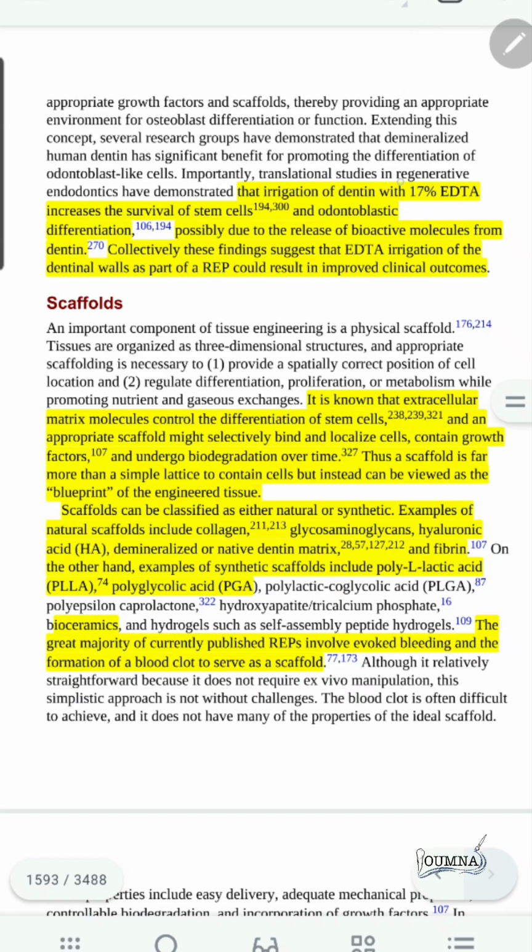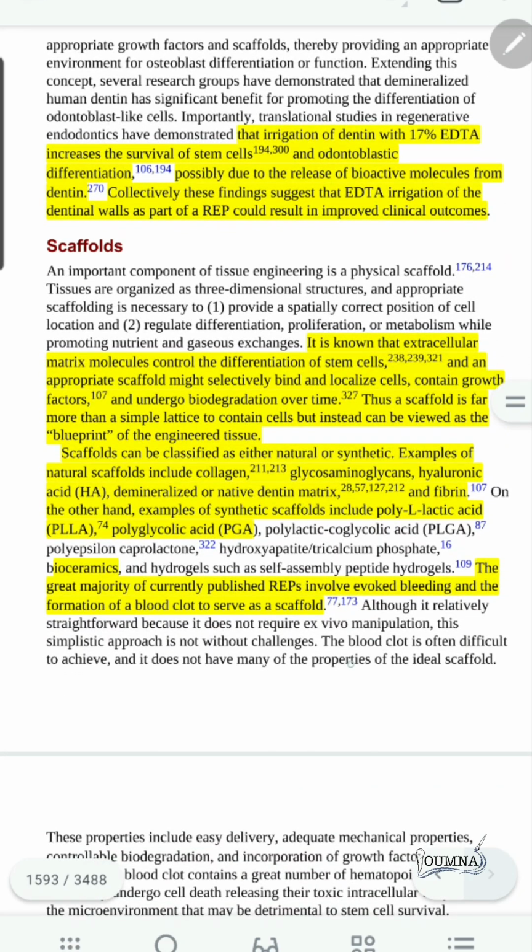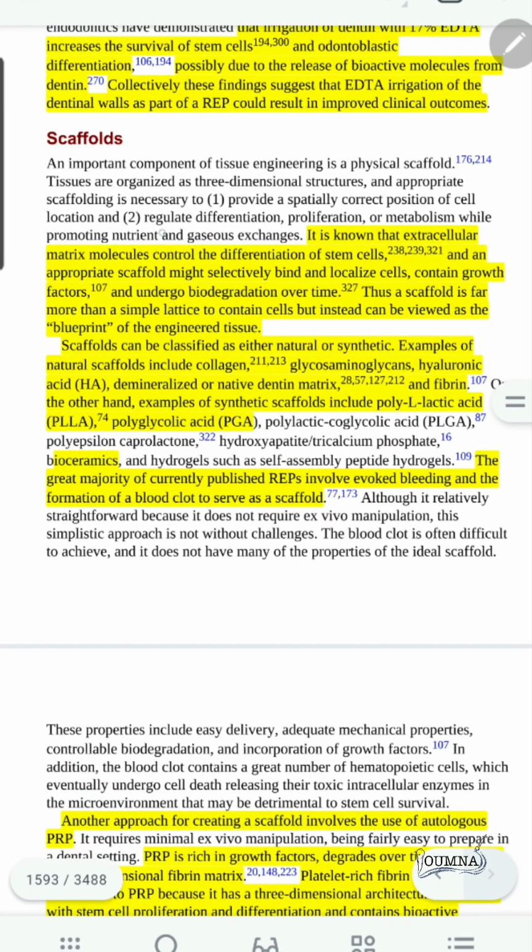Also, using EDTA at 17% as an irrigation solution at the end of the procedure showed that it increased the survival of the stem cells and induced odontoblastic differentiation because it released the bioactive molecules from the dentin. So they found that it is an important step of the apexogenesis procedure.